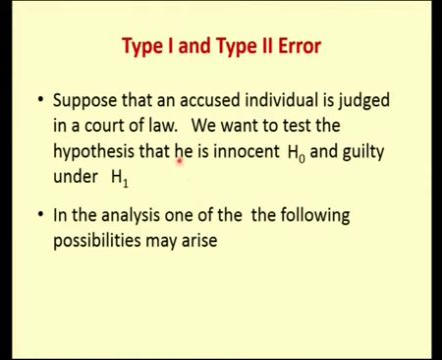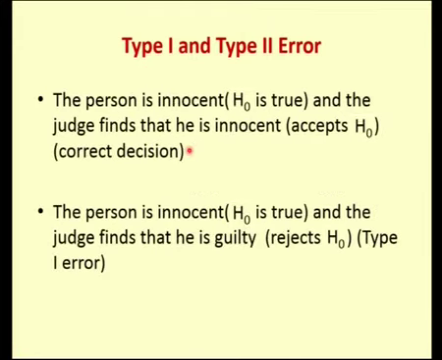So, we will see an example. What are type 1 and type 2 error? Suppose that an accused individual is judged in a court of law. We want to test the hypothesis that he is innocent, H0, and guilty under H1. It is not necessary that this person should always be innocent and that we have to accept that. So, there are 4 possible cases that arise in this example. We will see one by one what the possibilities are.